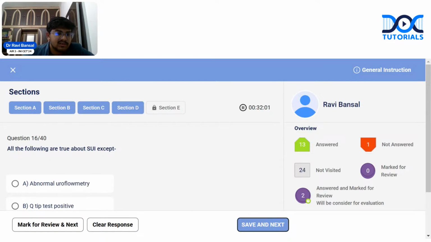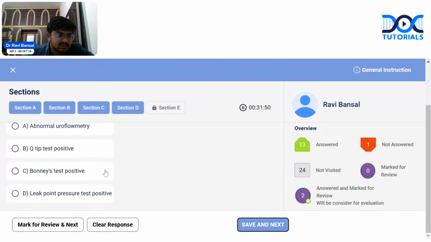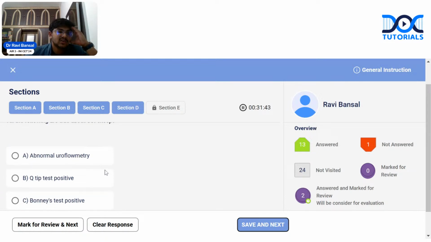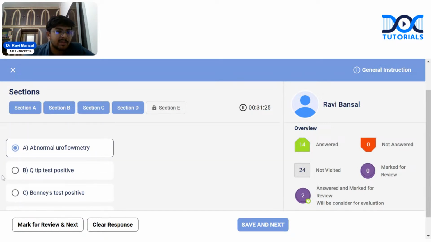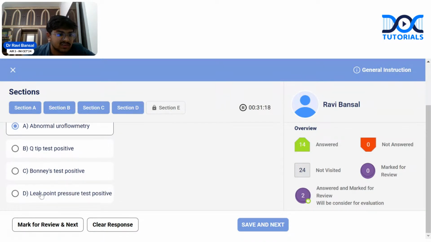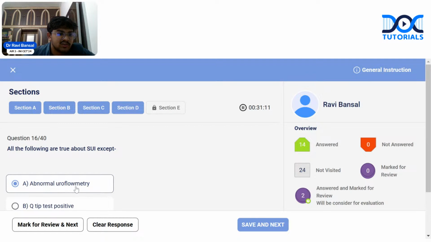All of the following are true about SUI, except: SUI is stress urinary incontinence. Abnormal uroflowmetry, Q-tip test positive, Bonney test positive, leak point pressure test positive. So I know in SUI Q-tip and Bonney test are positive, but I don't think there is abnormal uroflowmetry in SUI. This finding is seen in other urinary incontinence, not in SUI. SUI just occurs because of laxity of tissue around the urethra. So urethral hypermobility causes more formation of the angle in the Q-tip and Bonney tests, so these tests will be positive. Leak point pressure test is positive. I do not know this, but I am sure about this option. There will be normal uroflowmetry in SUI.